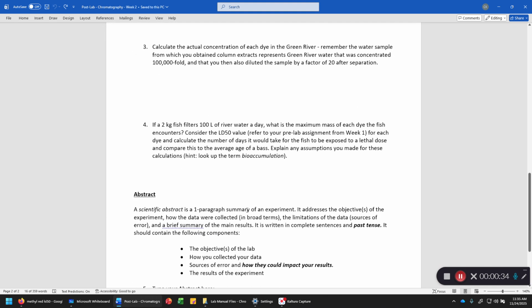For number 3, what you're going to calculate is the original concentration of each dye in the Green River. And then number 4, you're essentially going to figure out whether or not the amount of dye that's in the river is lethal to the fish. So let's start with number 3.